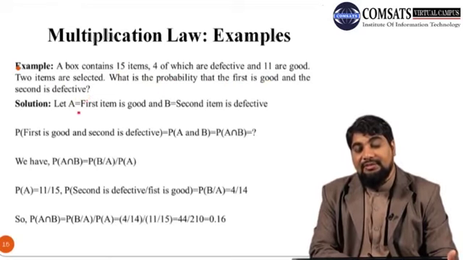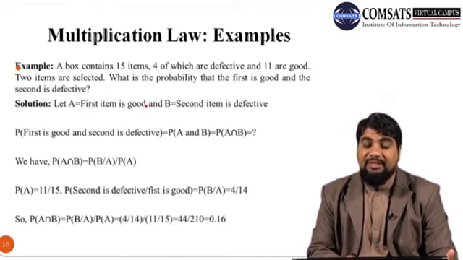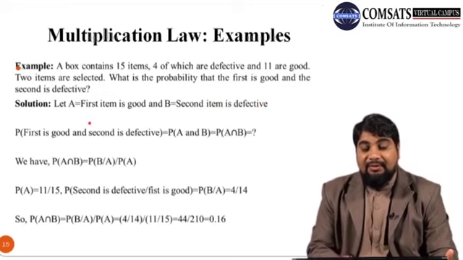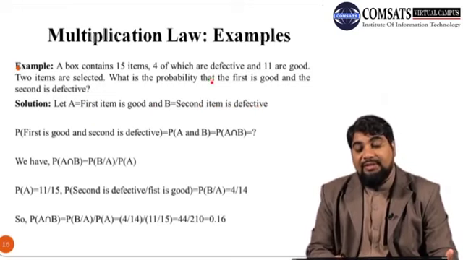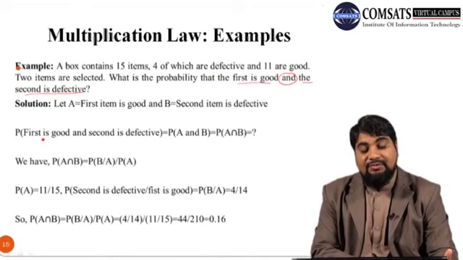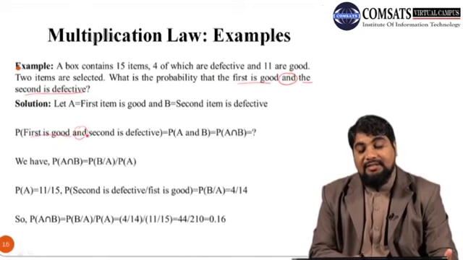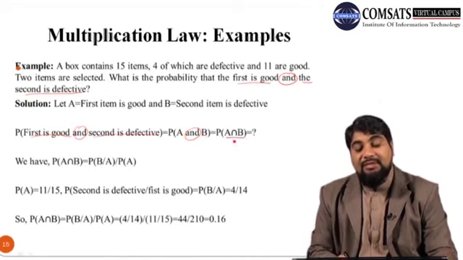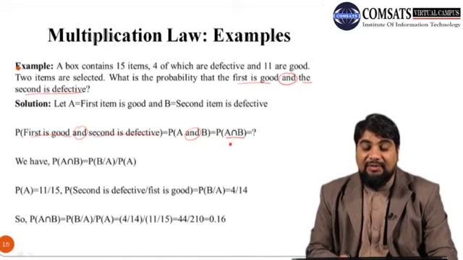So let us define the two events. Event A: first item is good, and event B: second item is defective. We want to find the probability that first is good and second is defective. And means intersection. So A and B means A intersection B.